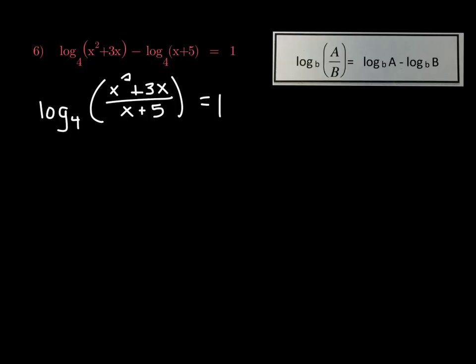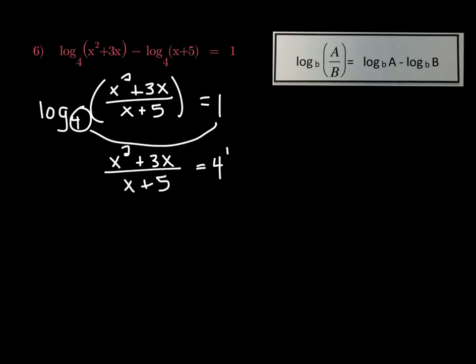All right, anyway, now that we have one single log expression on the left-hand side of the equation, let's circle our base and run the race. So the 4 becomes the base on the right-hand side of the equation, and the 1 becomes the exponent. And then again, this word log drops off, so I'm just going to take this fraction and just bring it right down. So we'll have x squared plus 3x over x plus 5.